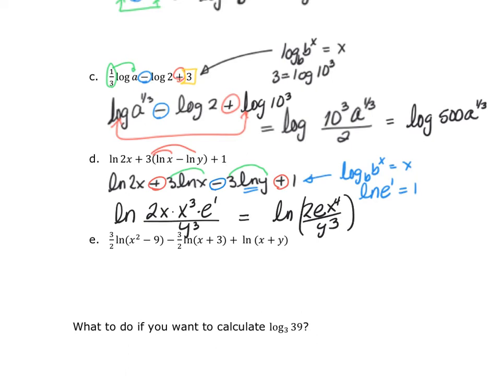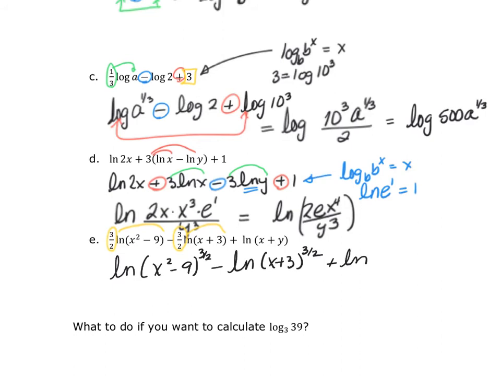My last example here: I know that each one of these multipliers are going to come back on as exponents. So let's go ahead and bring those back on as exponents. So I have the natural log of x squared minus 9 raised to the 3 over 2, plus the natural log, minus the natural log of x plus 3 raised to the 3 over 2, plus the natural log of x plus y.